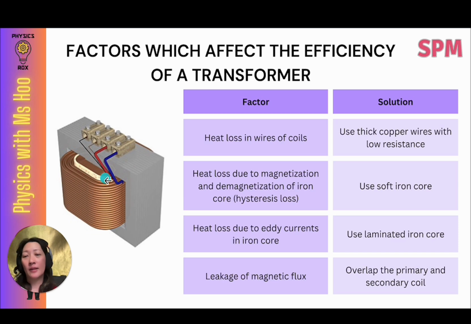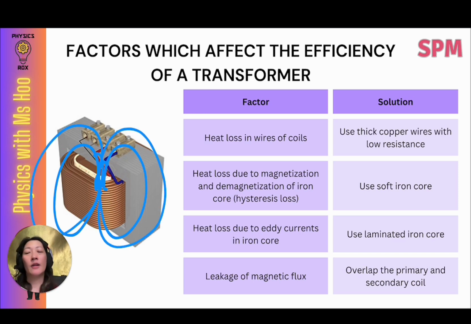As long as they're insulated and they are connected to their own respective circuits, there will be no transfer of current. What you'll find is that the magnetic fields produced by the primary coil would immediately overlap the secondary coil, causing no leakage of the magnetic flux and producing a far more efficient electromagnetic induction process. So these are the factors which affect the efficiency of a transformer and how to overcome them.